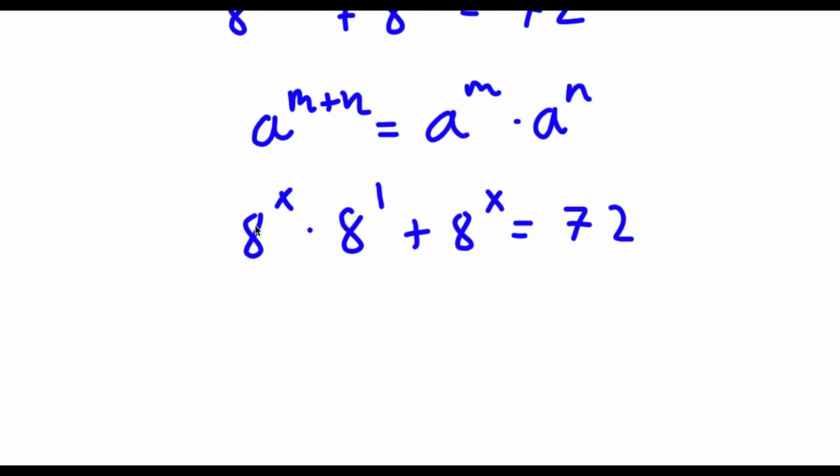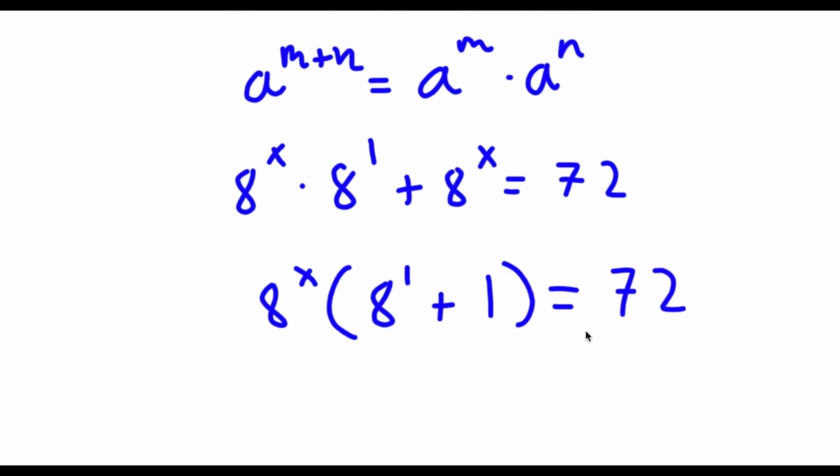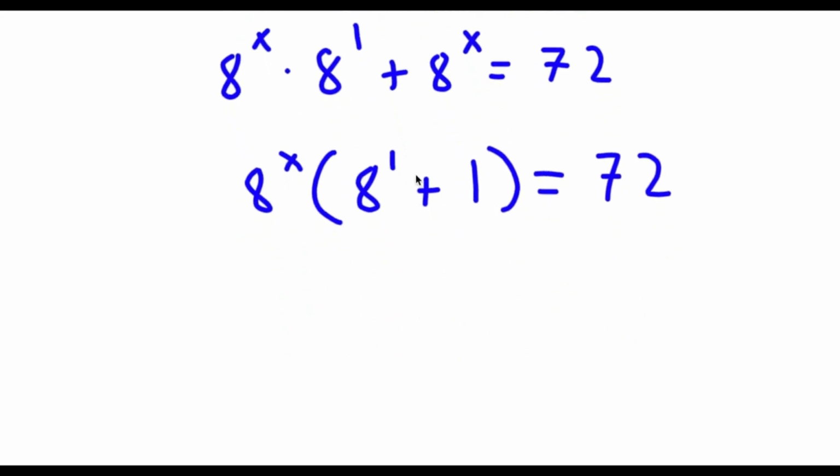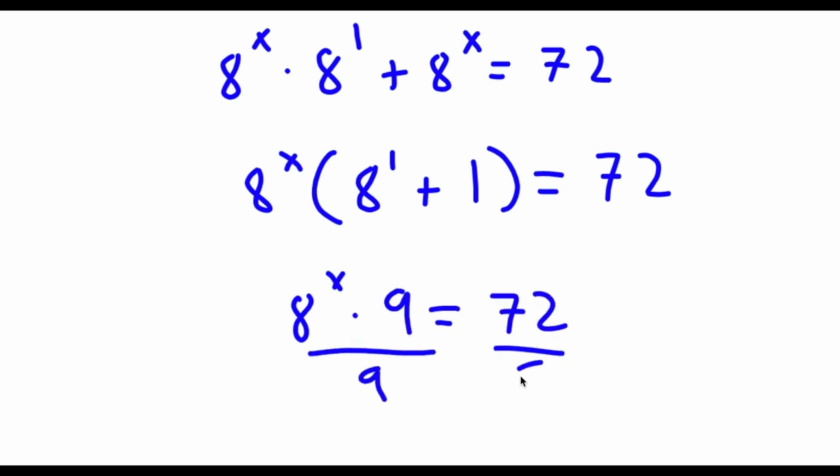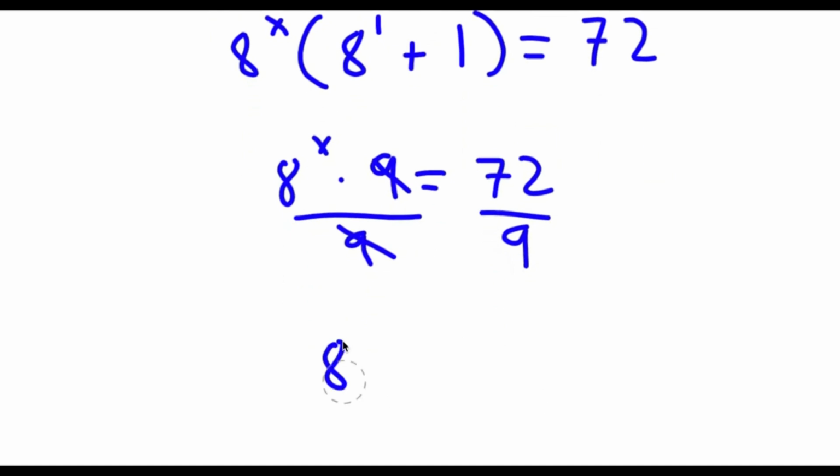Now from here, because both of these terms have 8 to the power of x, I'm going to factor out 8 to the power of x. So now I have 8 to the power of x times 8 to the power of 1 divided by 8 to the power of x, simply 8 to the power of 1, plus 8 to the power of x divided by 8 to the power of x is 1. Now this is equal to 72. Now, 8 to the power of 1 is the same thing as 8, so 8 plus 1 equals 9. So I have 8 to the power of x times 9 is equal to 72. Now I'm going to divide both sides by 9, so these two cancel out. Now I'm left with 8 to the power of x is equal to 72 divided by 9, which is 8.